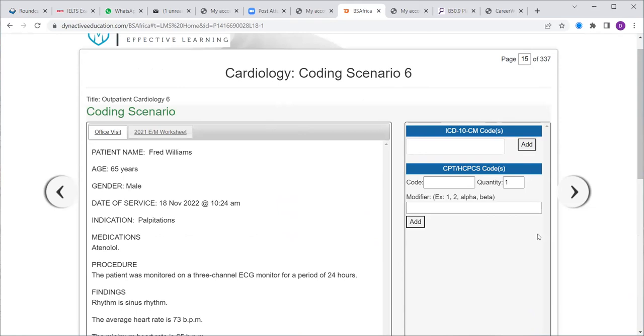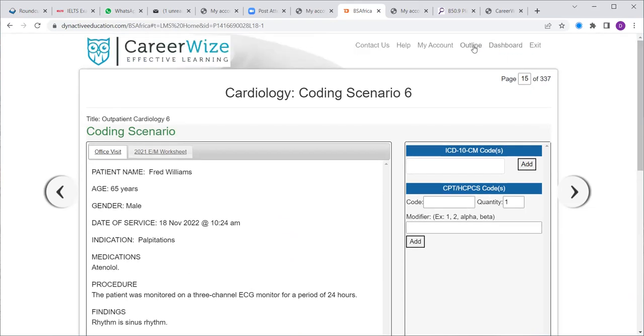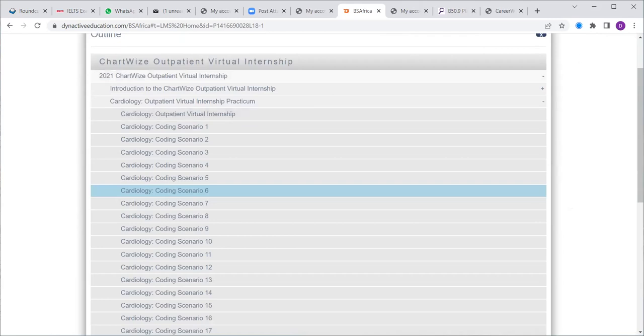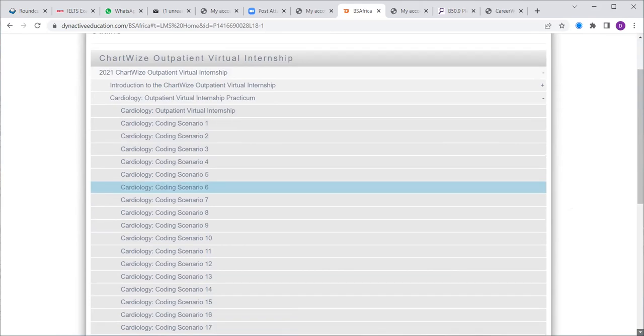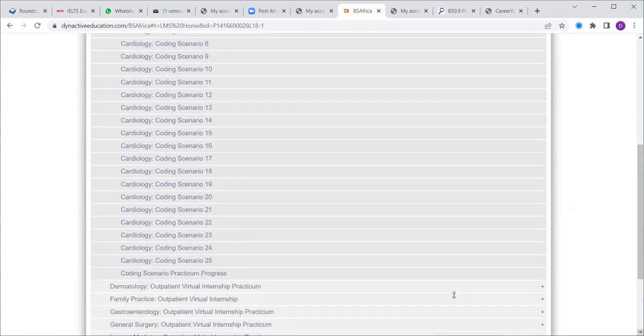This is the part you're going to use to do the coding. This is the interface of a coding software that coders use in the hospital setup. Now, when you look at the outline, let me show you. So you start with cardiology clinical scenarios. There are here 26 cardiology clinical scenarios. When you finish, you go to dermatology.